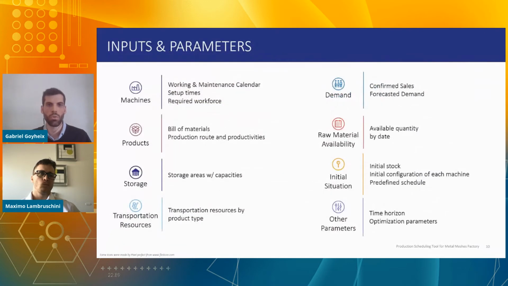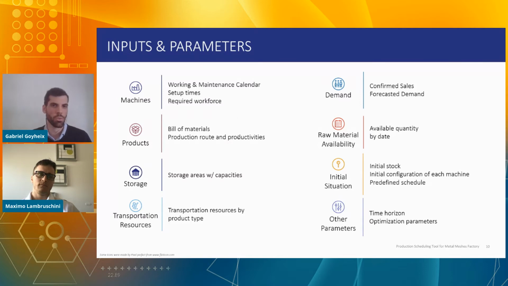So to develop this tool, we had to take into account a lot of information and parameters. Most of the inputs had to be flexible enough to allow the client to try different scenarios. So we had to consider all the machines with their calendars, the setup times, all the products, all the storage areas and the transportation resources with their limitations. We had to consider not only the forecasted demand, but also the confirmed demand that has a different production strategy.